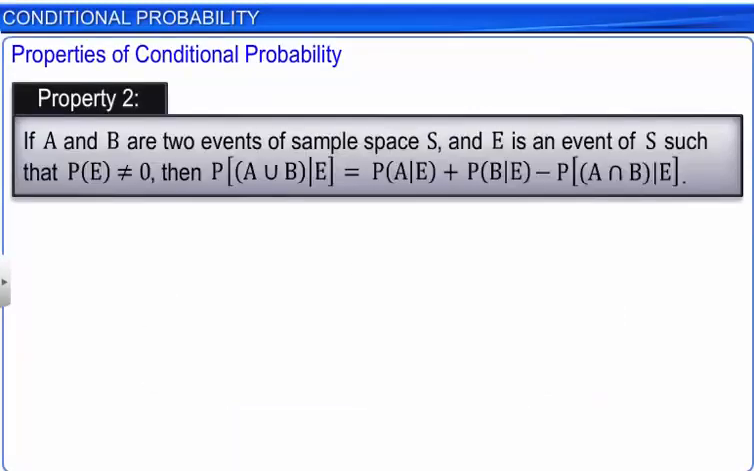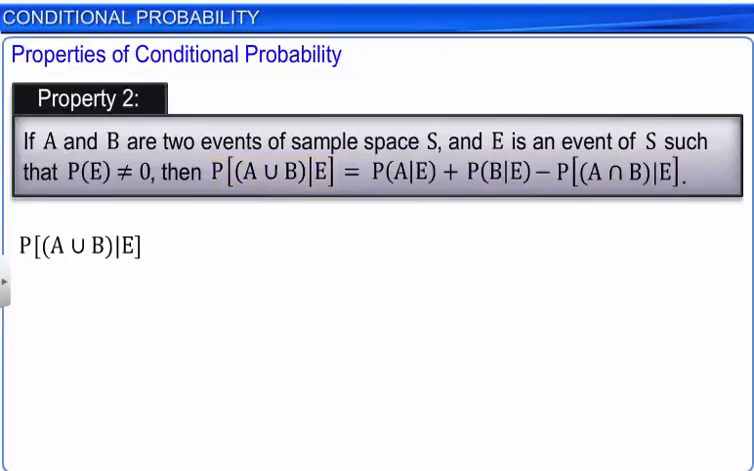The next property says that if A and B are two events of sample space S, and E is an event of S such that the probability of E is not equal to 0, then the probability of A union B given E is equal to the probability of A given E plus the probability of B given E minus the probability of A intersection B given E. Let's consider the left-hand side of the equation.